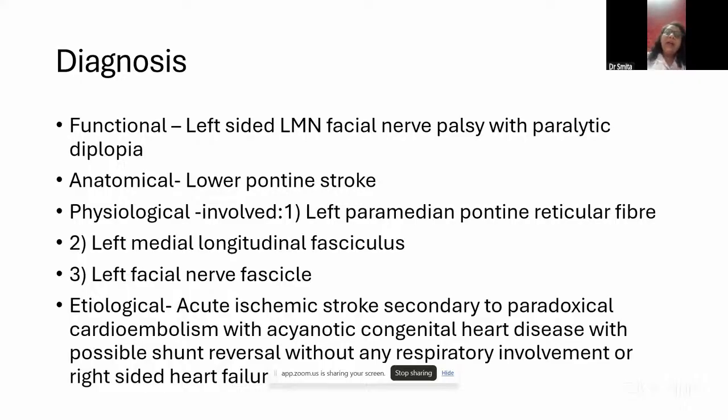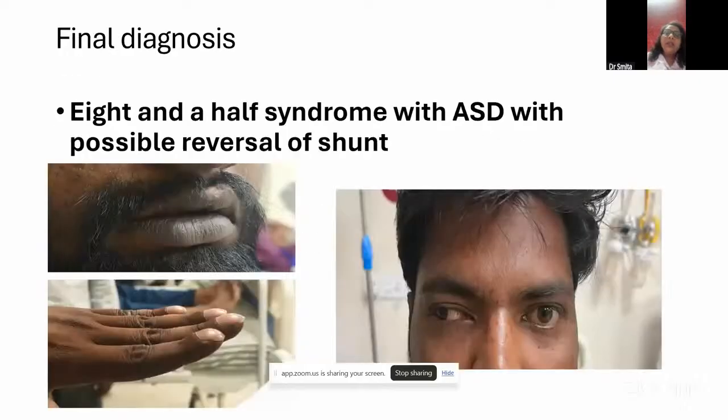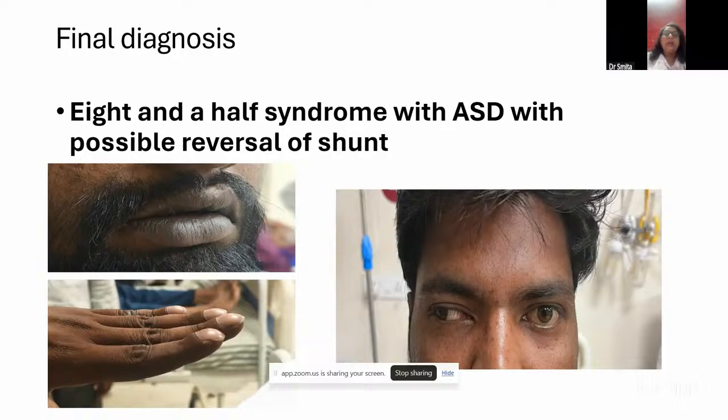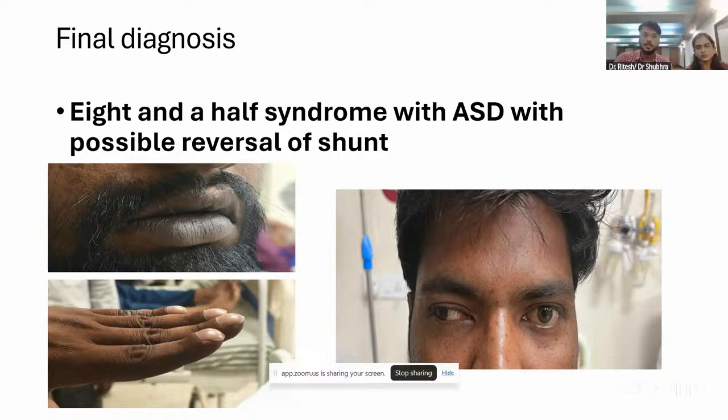Did you get the echo done, Dr. Ritesh, of that patient? Yes, ma'am. So what was the finding in echo? He just said ASD, ma'am, with reversal of the shunt. From the right to left shunt was there. But merely telling ASD with reversal of the shunt is not enough.